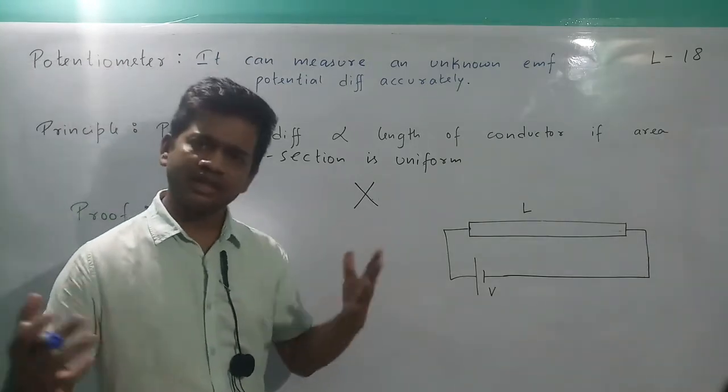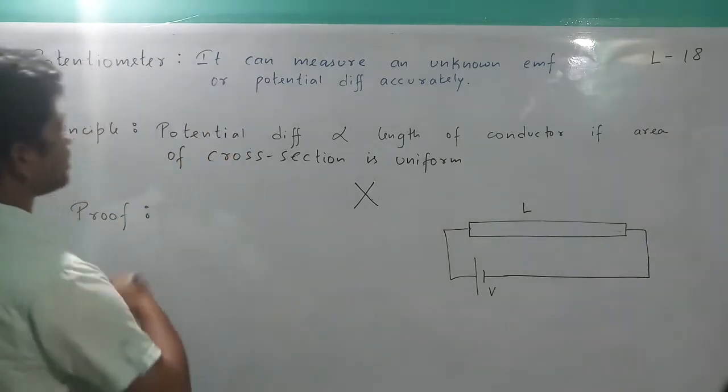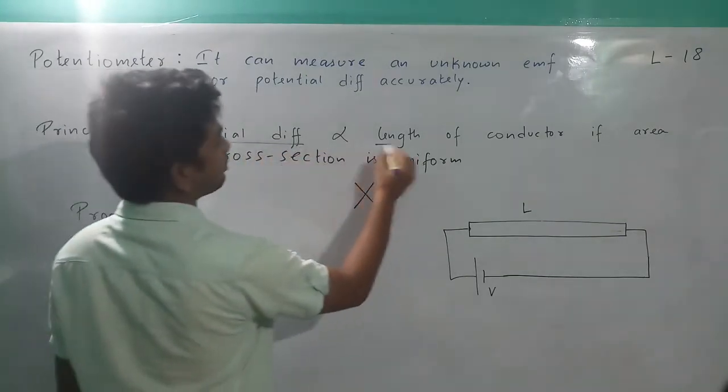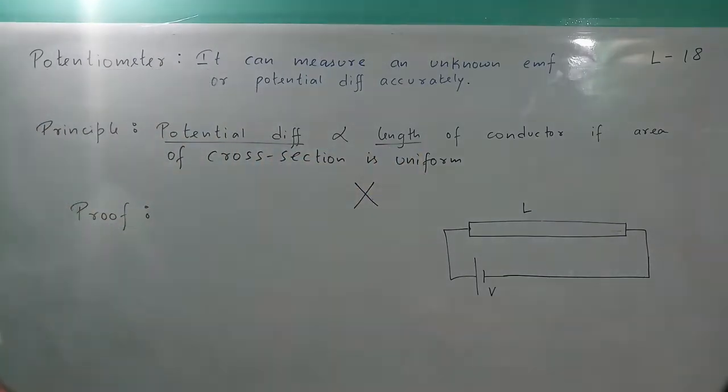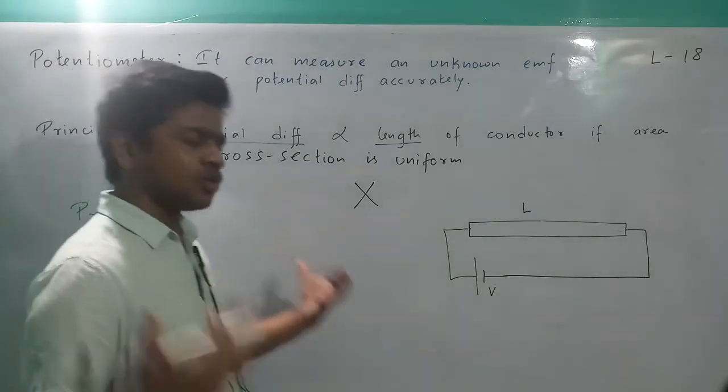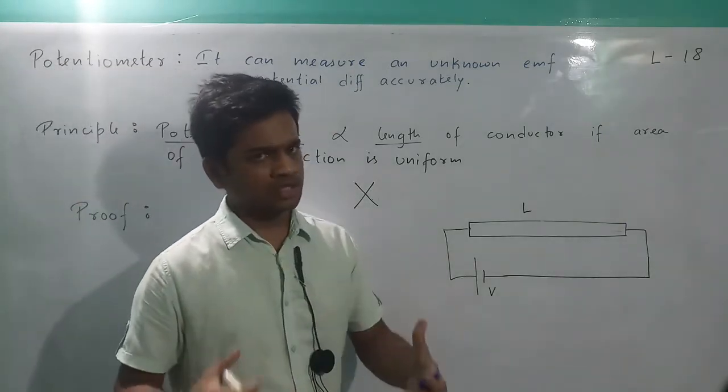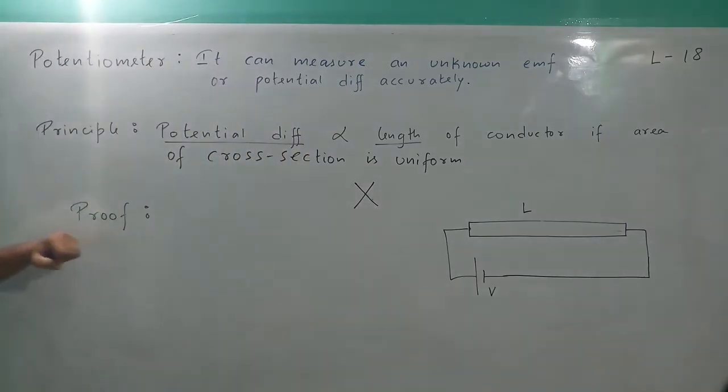It is based on a very simple principle, which is that the potential difference is proportional to the length of a conductor. Many of you already know this principle, but I'd like to go through it again, and I'd like to derive this because the proof is very important and significant for boards.